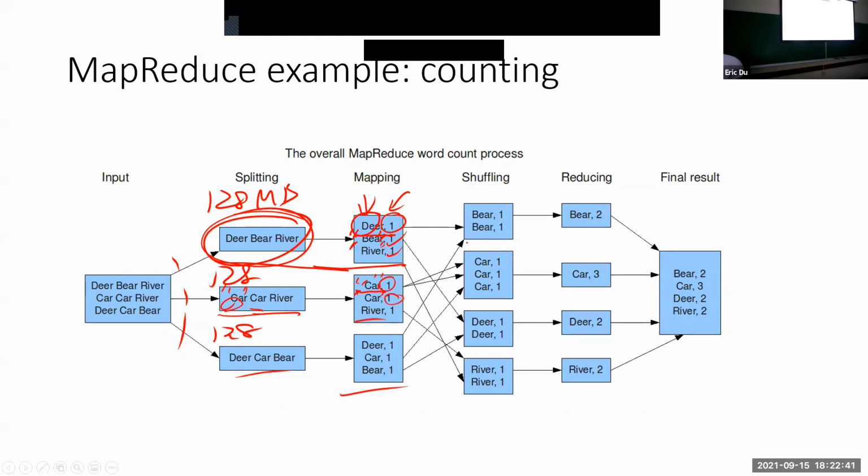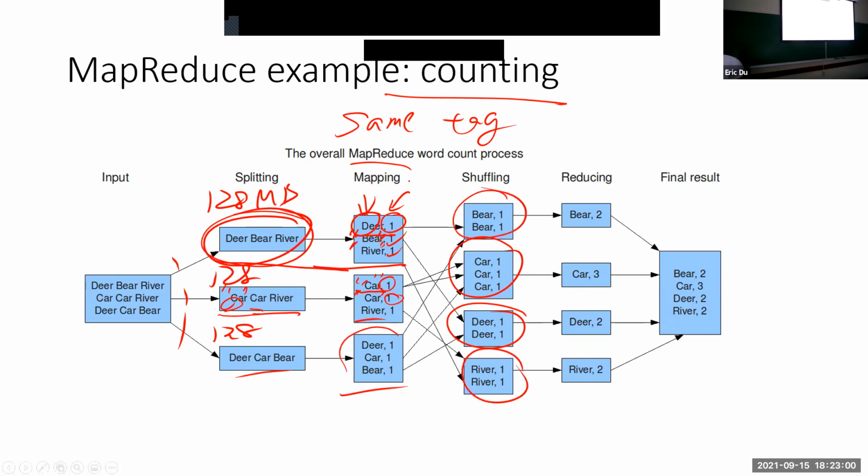And then I do the shuffling. Shuffling means what? Now I want to group them based on the same tag. Make sense? So when I say deer, all deer go to this box. All cars go to this box. All river go to this box. All beer go to this box. And finally, the reducing is more like the adding, the actual calculation. How many beers do we have? 2. Okay, I'm going to reduce this one to 2. How many cars do we have? 3. I'm going to reduce that to 3.